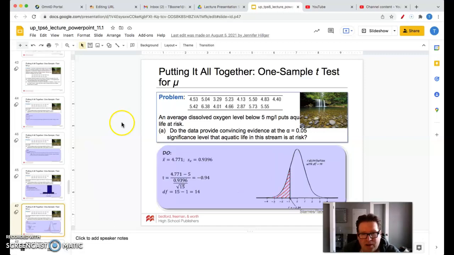All right, the do part. Our mean: if you put those in the calculator, find the mean and standard deviation. That's right, remember, that's the one variable in stat mode. Put those in there. You can get those numbers rather quickly. Our t-score, we can do by taking that 4.771 minus 5, divided by the standard deviation divided by the square root of our sample size, which was 15. We get a t-score of negative 0.94.